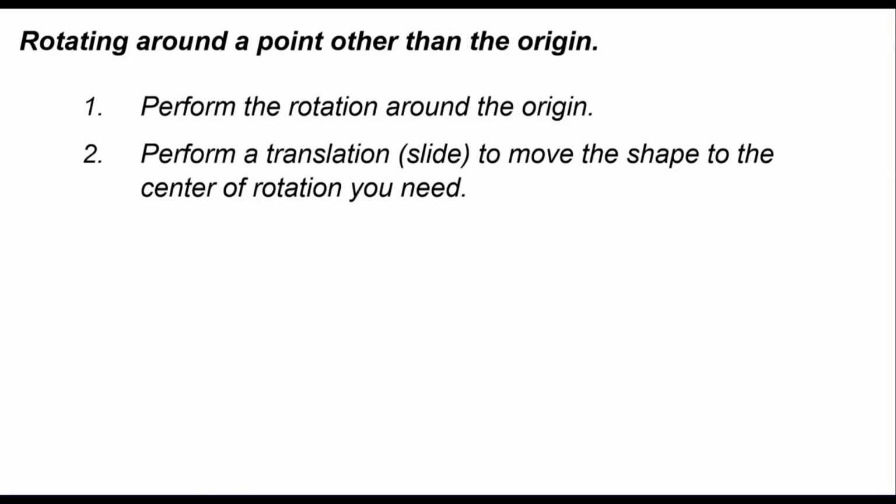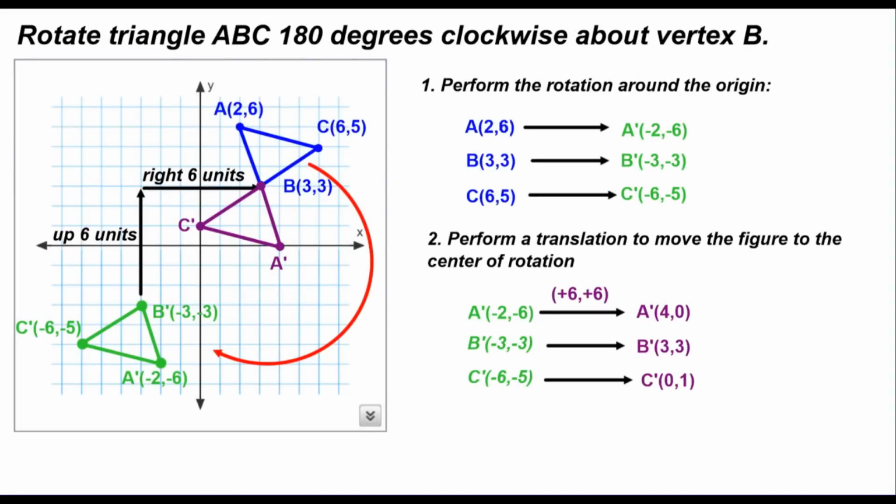We're going to slide it into the position we want. We're going to move the shape to the center of rotation that we want. So here's an example of how we can do that. What we were asked to do is rotate triangle ABC 180 degrees clockwise about vertex B.